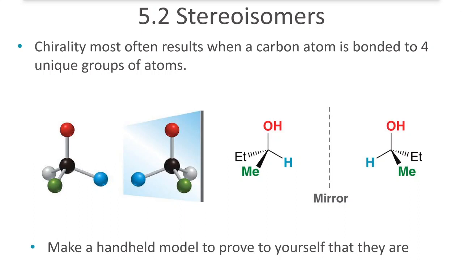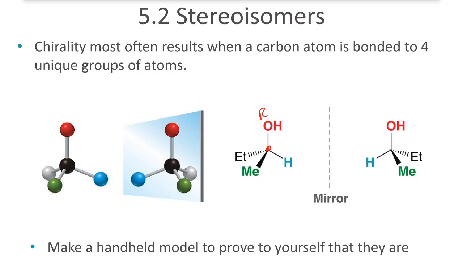So chirality usually results when a carbon atom is bonded to 4 unique groups of atoms. So in other words, a chiral carbon has 4 different things attached. Okay, so here we have this molecule, which you can see on the right. This carbon has an OH group, a hydrogen, a methyl, and an ethyl. Okay, we have that represented on the left with this handheld model with a red ball.